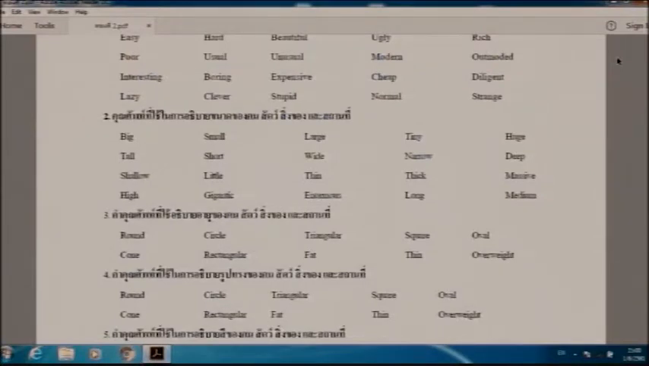Then we have tall. Tall is in terms of height. A tall mountain, a tall tree, a tall man, a tall woman. And then we have short. Short is the opposite of tall. A short tree, a short woman, a short man.